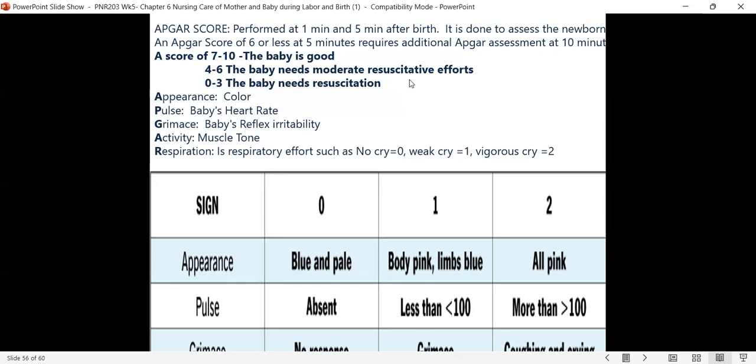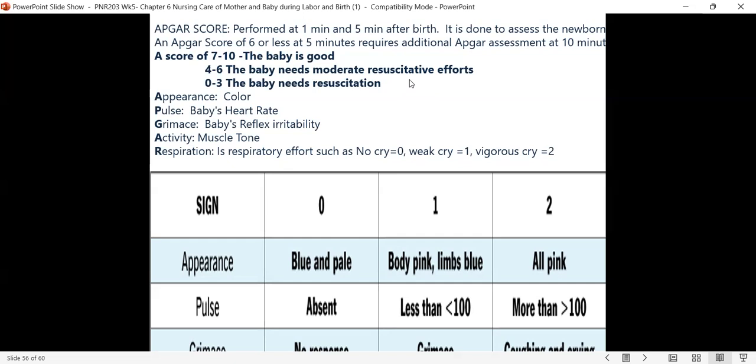Okay. And then reflex irritability, again, no response. So like you do a little tapping of the foot, and he does nothing. He gets a 0. You have a slight response to the foot tapping, he gets a 1. And if you have like good quick foot removal, he pulls back his little foot, he gets a 2.